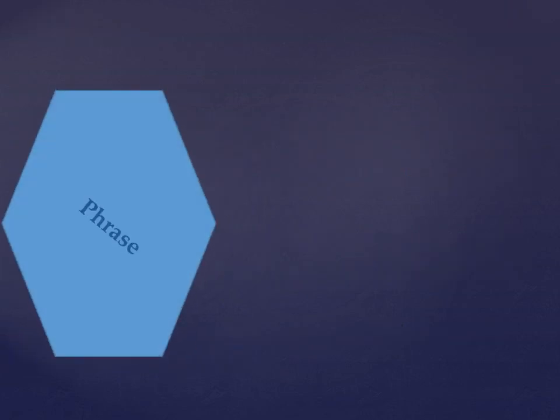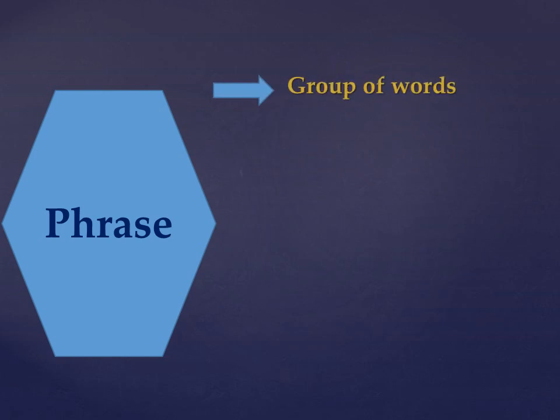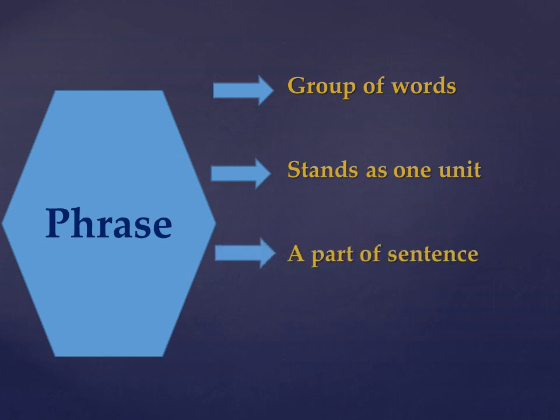Now girls, you can see the features of the phrase at a glance. It's a group of words, stands as one unit, a part of a sentence, and the most important feature is it doesn't have any subject and verb.